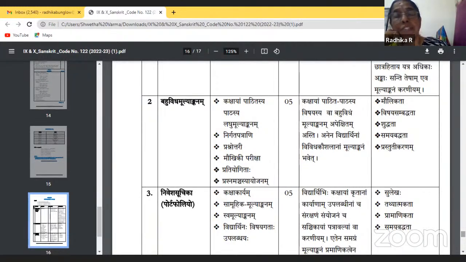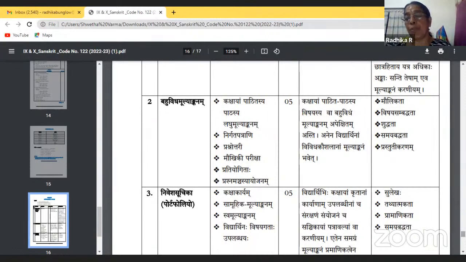Kakshayam Padhita Pathasya Vishayasya Va Bahuvitham Mulyanganam Apekshitamasti Anena Vidyarthinam Vivitha Kaushalanam Mulyanganam Bhavet. Maulikada, Vishaya Sambandhada, Shuddhada, we have to test all these. Samayabadhada, time management, presentation, clarity, content. We have to test and should give marks. 5 marks for that. 5 plus 5, 10.